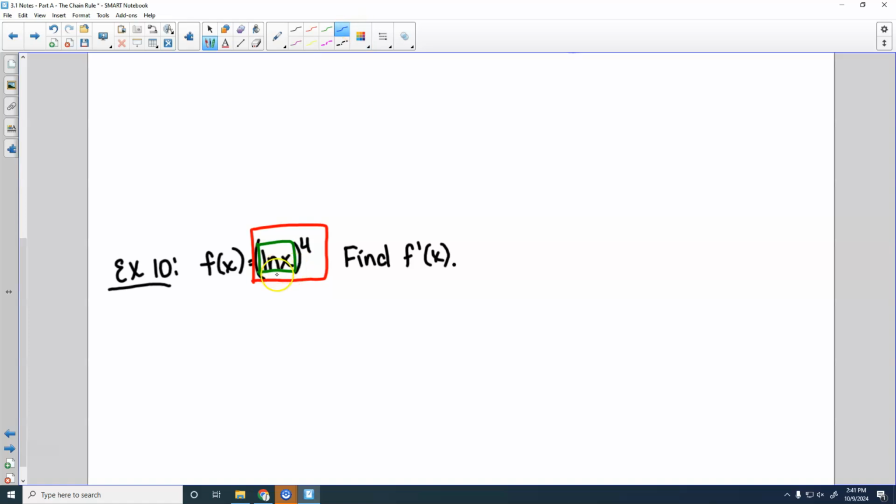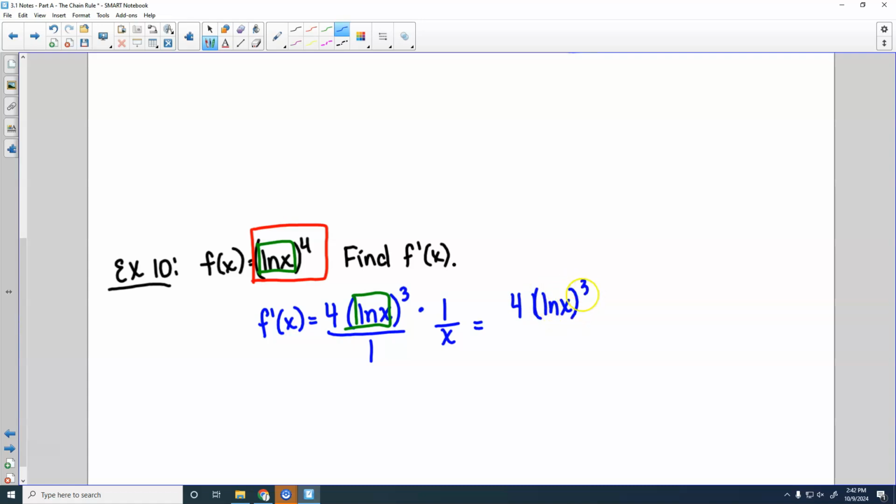So when we take this derivative, f prime of x is going to be 4, leave the inside alone, it's natural log of x, to the third power, so we left that inside part alone. Then we have to multiply by the derivative of natural log of x. What is that? 1 over x. You may want to put this over 1 so you can think about combining those. You'd probably just write this as 4 natural log of x cubed over x.